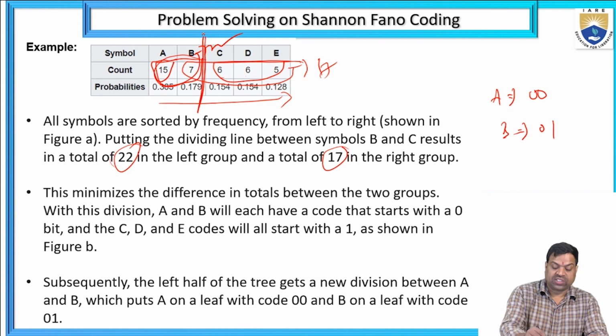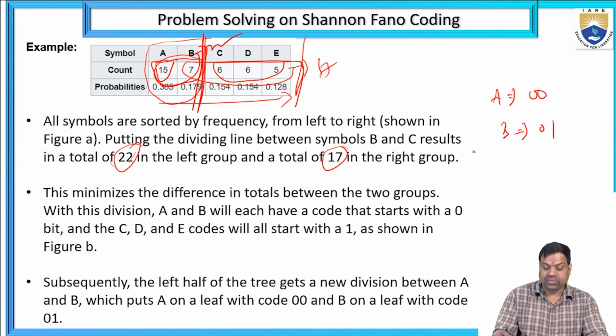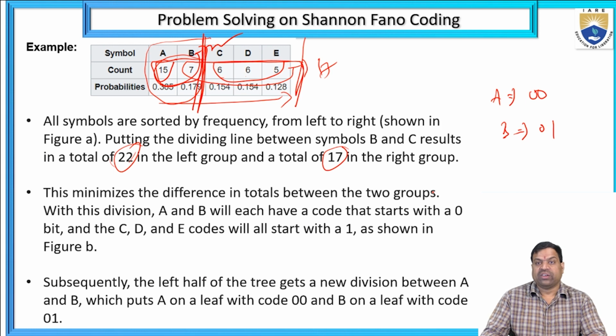So we are dividing as 2 and 3. So A plus B, how many? 22. The remaining C, D, E are 17. When we are minimizing the difference in total between the two groups, that is the A group and the B group, A leaf and B leaf we are calling, and these are the bit values 0 and 1.